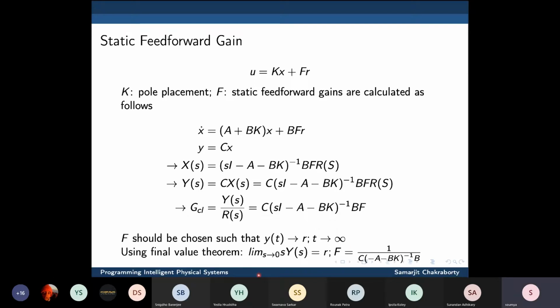Of course here the overall system, as you can see in the closed loop, is again Y by R, and in the equation the F will start showing up, which was not showing up for us, right? For us earlier it was just C times sI minus A minus BK inverse, like that, right? But here it is showing up.